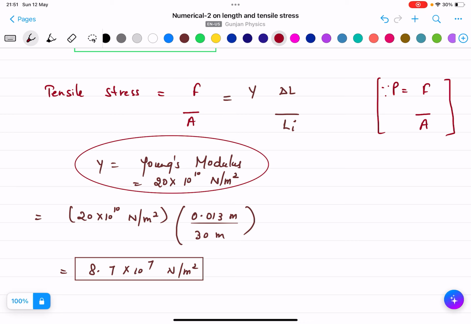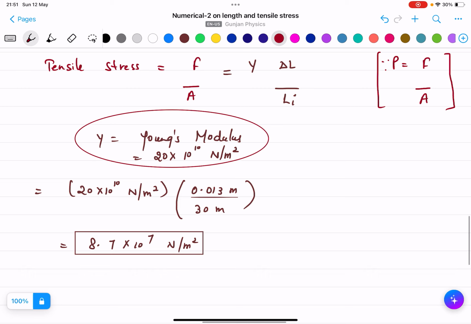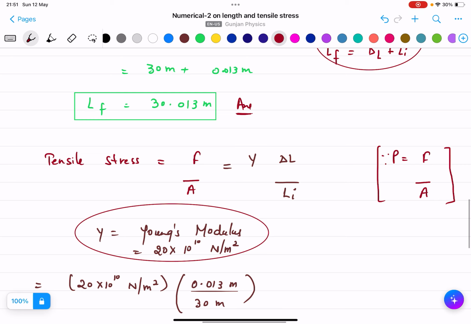So this value will be given. Then 0.013 meter is delta L, which we have already calculated, over Li. Putting all the values, the answer is 8.7 into 10 to the power 7 Newton per meter square. Okay. So you need to remember the formula of tensile stress and the relationship between this and the Young's modulus.